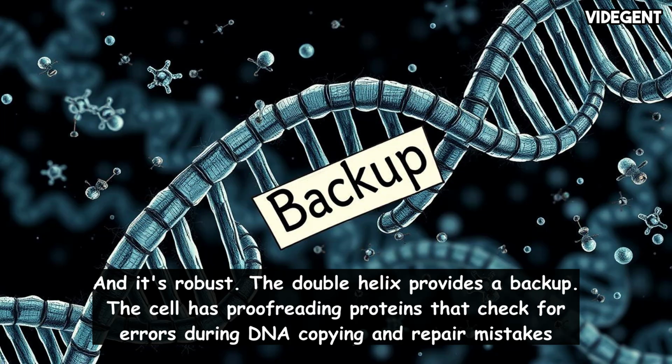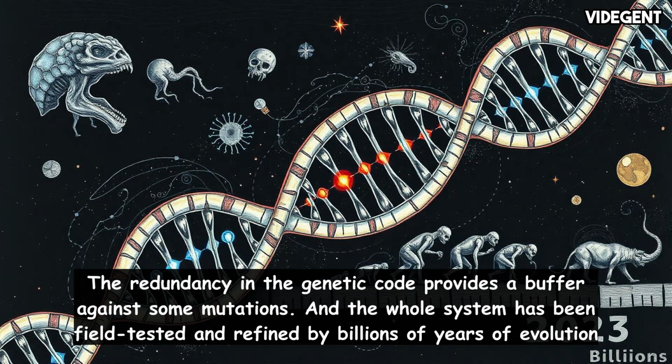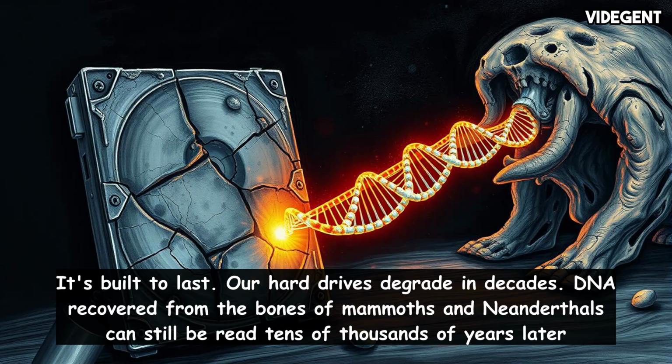And it's robust. The double helix provides a backup. The cell has proofreading proteins that check for errors during DNA copying and repair mistakes. The redundancy in the genetic code provides a buffer against some mutations, and the whole system has been field tested and refined by billions of years of evolution. It's built to last. Our hard drives degrade in decades. DNA recovered from the bones of mammoths and Neanderthals can still be read tens of thousands of years later.